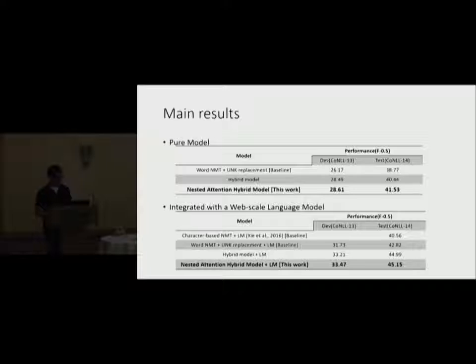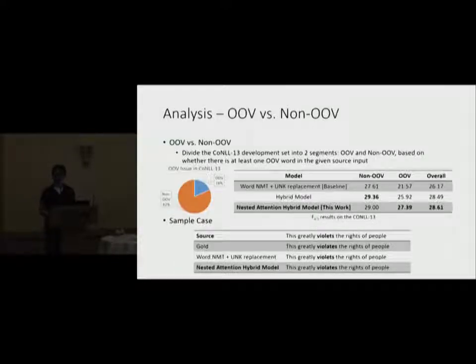So we cannot publish a paper without a number, right? So this is our result. Based on the comparison, for our proposed nested attention hybrid model, we got 41.53 for the single model, and in the iterated model with the web scale language model we got 45.15.